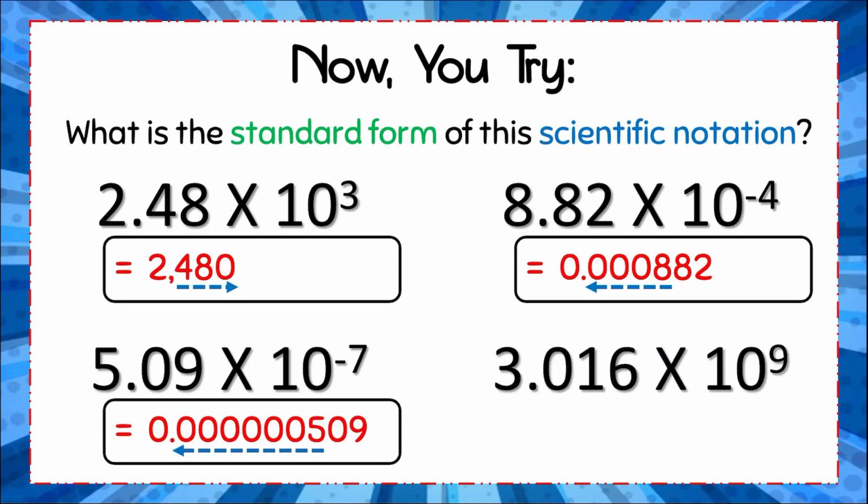Next, 3.016 times 10 to the power of 9. Now this time will it be a big or small number? Yes, big number because positive exponent. Now do you move the decimal point to the left or to the right? To the right. Very good. So you kick it how many places? 9 places. So 1, 2, 3.